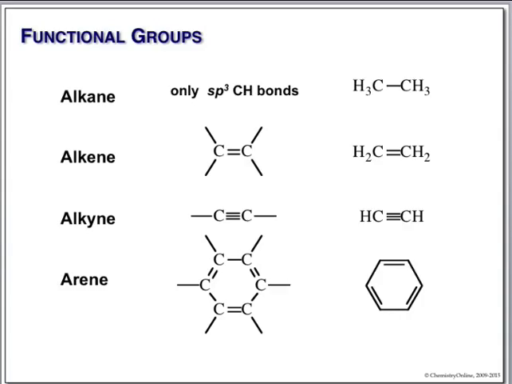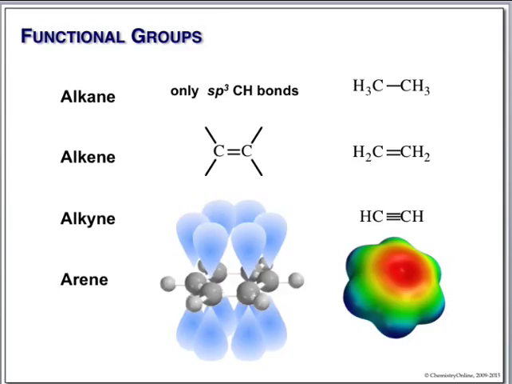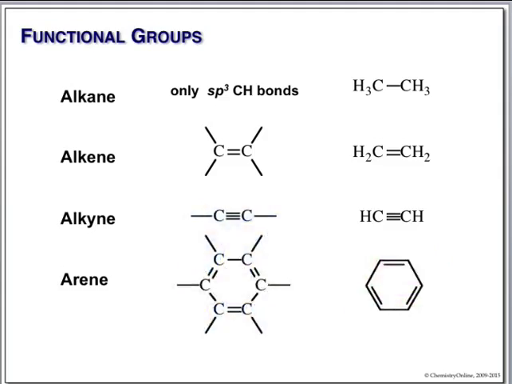It also showed up in traces in like Perrier drinking water. When they pulled it out of the ground naturally, it had benzene in it. So they finally had to scrub it all out. Our benzene actually looks like this. These are all the p orbital left over. And this is the electrostatic potential map. You can see the big cloud of electrons above and below our plane. Benzene reactions are very important in organic chemistry.